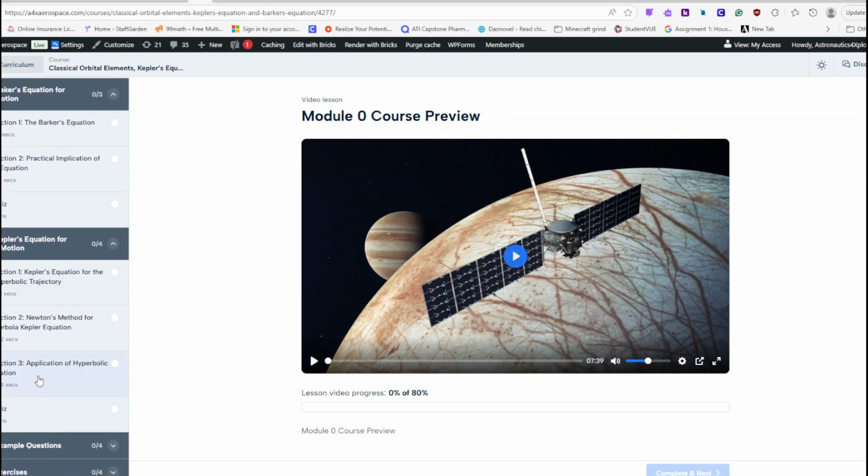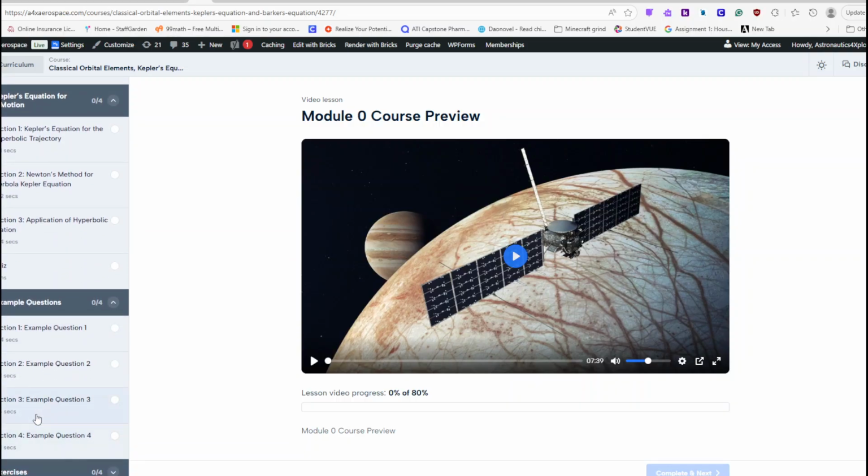Module 5, Kepler's equation for hyperbolic motion, is divided into sections as follows. Module 5 Section 1, Kepler's equation for the case of a hyperbolic trajectory. Module 5 Section 2, Newton's method for solving hyperbolic Kepler equation. And Module 5 Section 3, application of hyperbolic Kepler's equation, is described in this module. Module 5 quiz contains the quiz for the module, and also to enable students to recap what was learned.